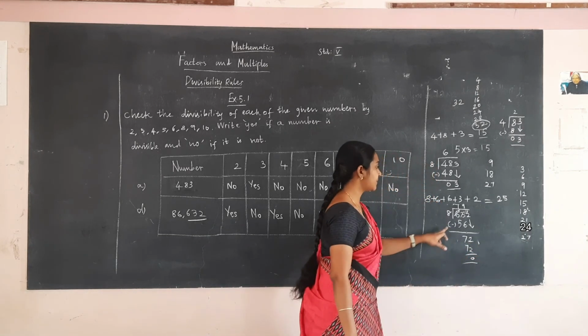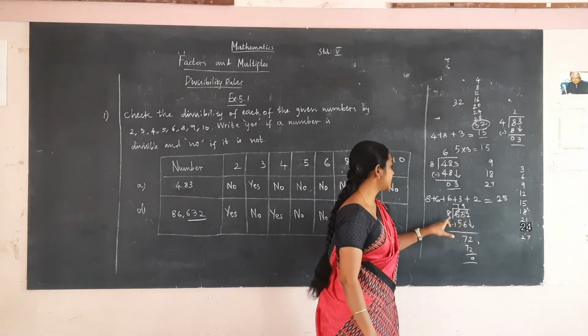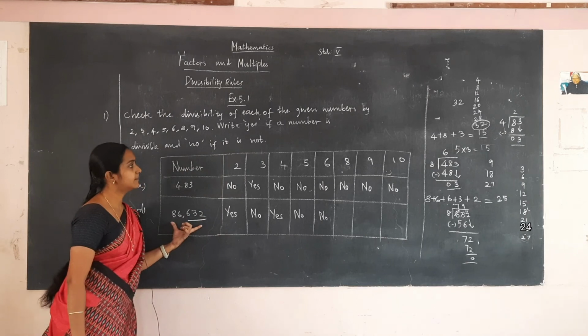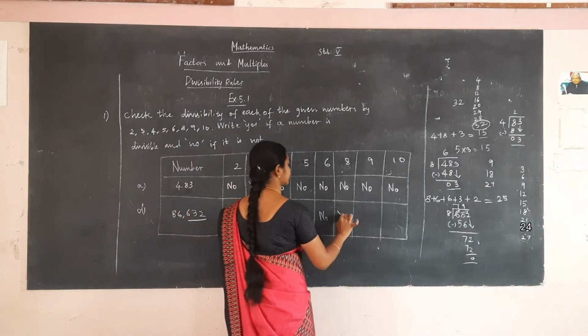So number 632 is divisible by 8. So the whole number will be divisible by 8. So write yes.